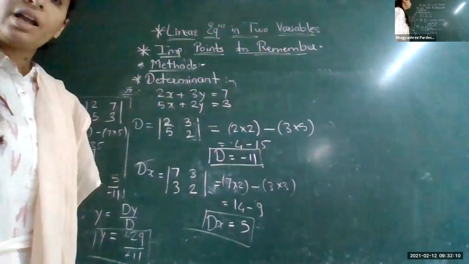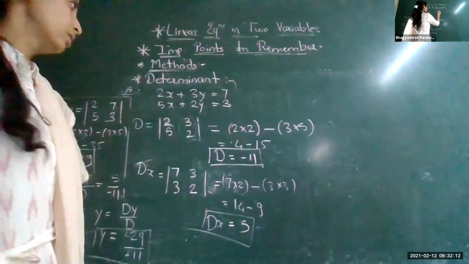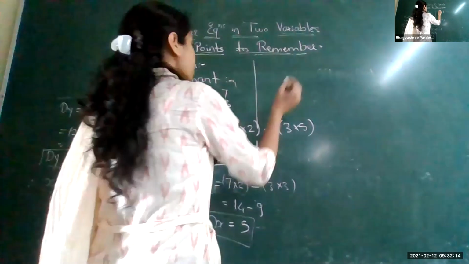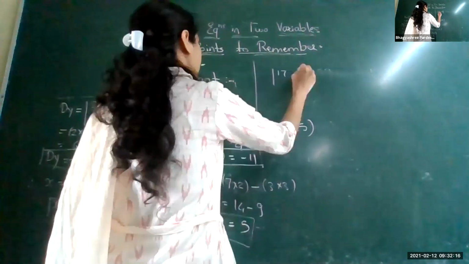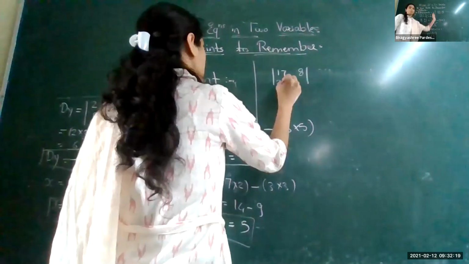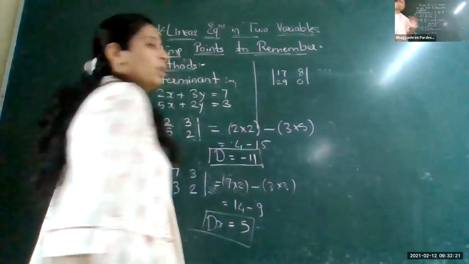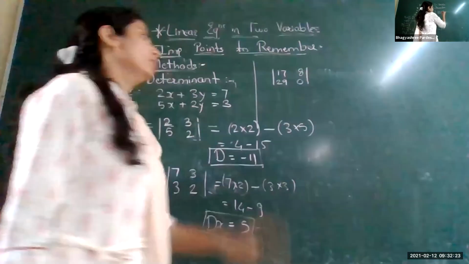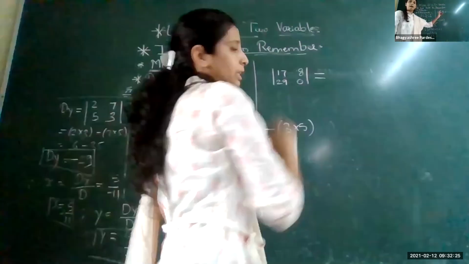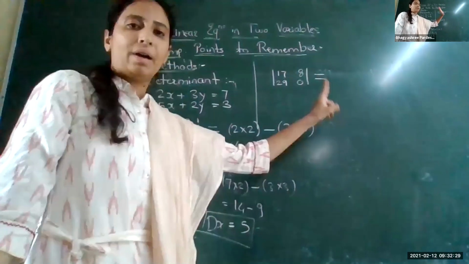If an MCQ is asked, what will be the question? You will simply be given one determinant. Suppose it is 17, 8, 29, 0. A determinant is given. You have to simply find out the value of the determinant. So this can be asked for 1 mark, that is in MCQ type.